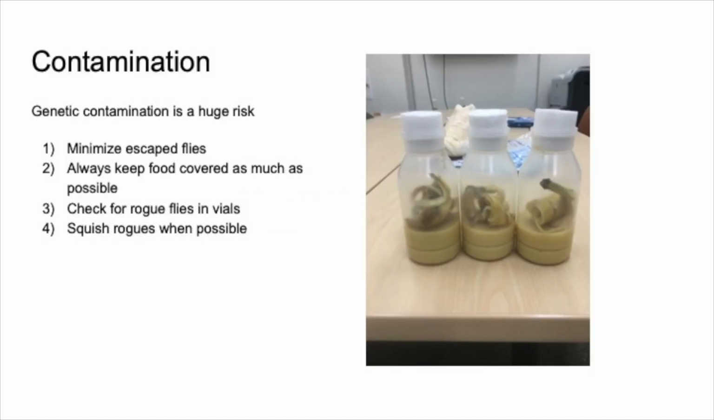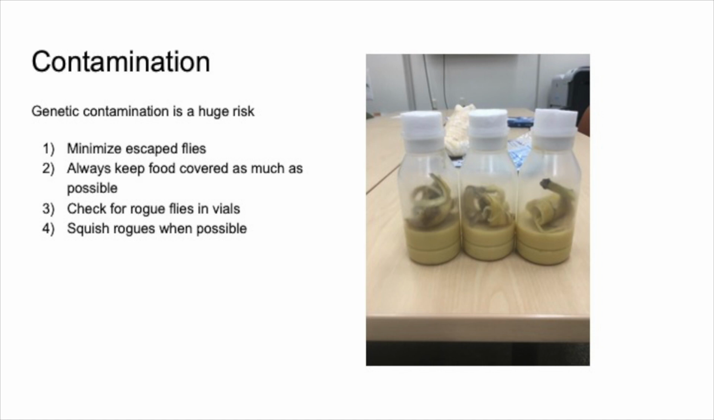Issue number one is contamination. As I previously mentioned, flies fly, which means they get in everywhere. So it's very possible and a constant risk that a fly with a genotype that you don't want will somehow find its way into your vials and can then mate with or lay eggs in those vials, contaminating the genetics of whatever cross or experiment you're trying to do and ruining your entire results.